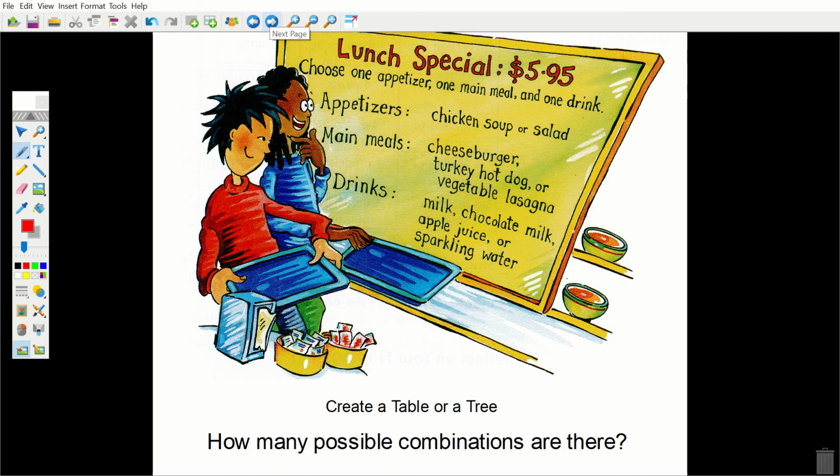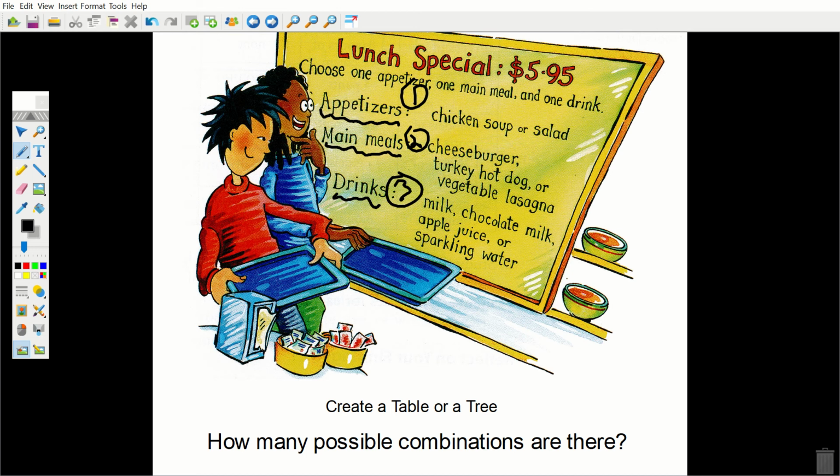And moving on. It tends to get a little more complicated when you have 3 independent events. In this case, we have appetizers being one. You can get chicken soup or salad. We have main meals: cheeseburger, turkey, hot dog, or veggie lasagna. And you have drinks: milk, chocolate milk, apple juice, or sparkling water. So you have 3 different independent events, all independent of one another. Now, the question is, how many possible combinations of meals could you get with this lunch special?